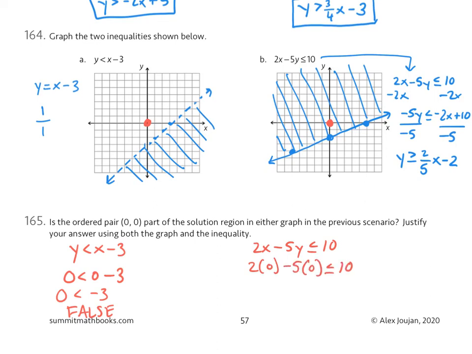2 times 0 is 0. 5 times 0 is 0. 0 minus 0 is less than or equal to 10. 0 minus 0 is 0. Less than or equal to 10. That is true. So that point 0, 0 would be in the shaded region of the inequality.